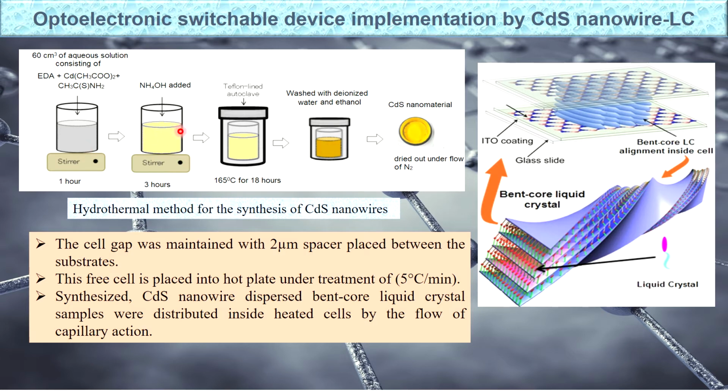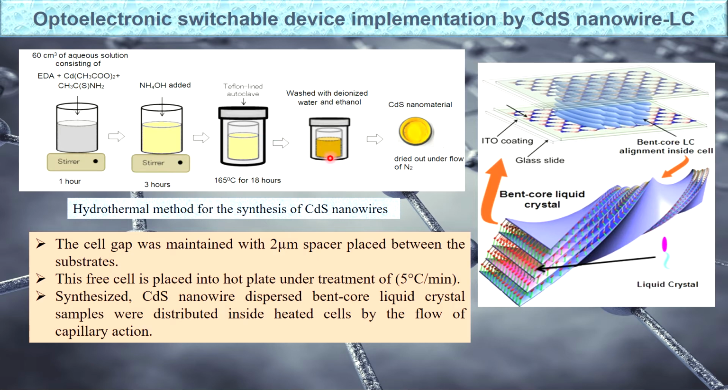Then 100 ml of ammonia solution is added, which turns the solution dark yellow. This mixture was then left for 3 hours at constant temperature and magnetic stirring. It was then transferred into a Teflon-lined autoclave and maintained at 165 degrees centigrade for 18 hours. It is then left to cool naturally in an open-air atmosphere.